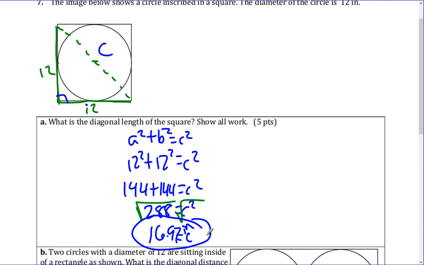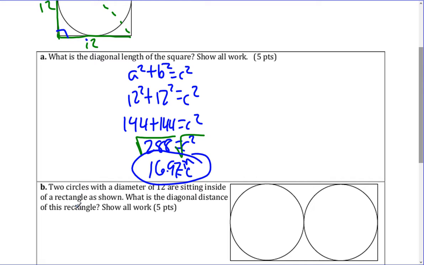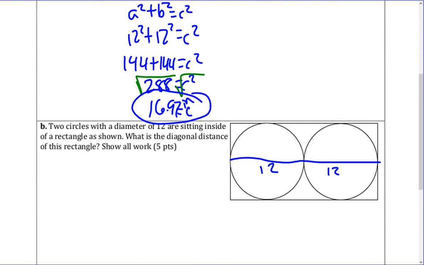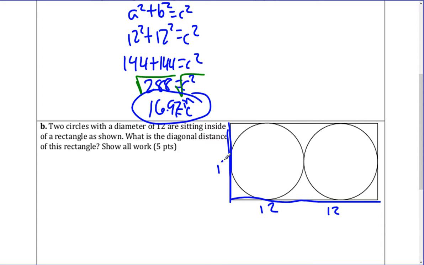Okay. Now it says two circles, each with a diameter of 12, are sitting inside a rectangle as shown. What is the diagonal distance of this rectangle? Well, that's kind of the same problem. Watch this. If I slide this down here, the height of the rectangle is 12 as well, and it's asking me to find the diagonal distance of the rectangle. The only difference is now the bottom side is 12 and 12, which makes 24. So it's the same sort of problem.